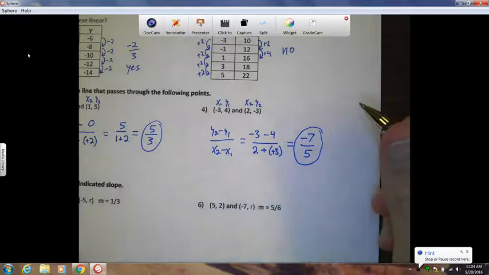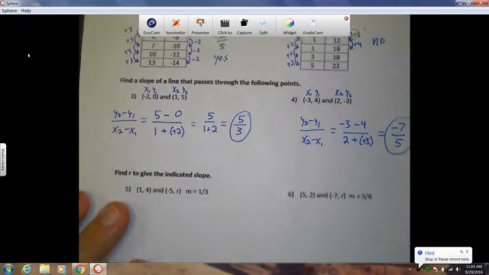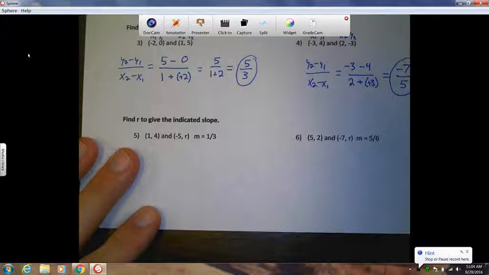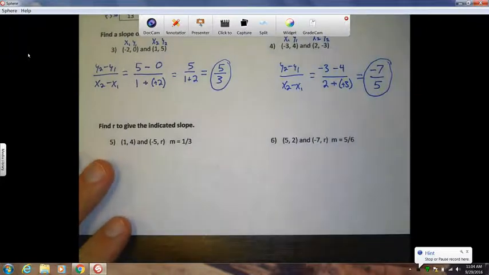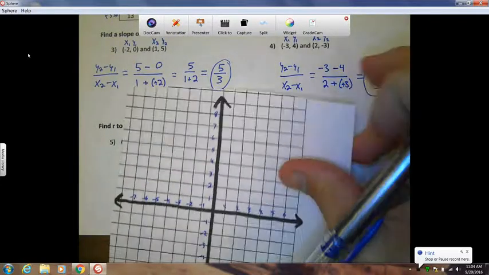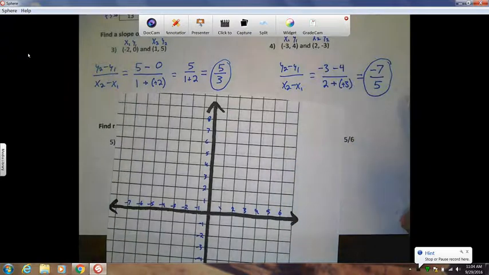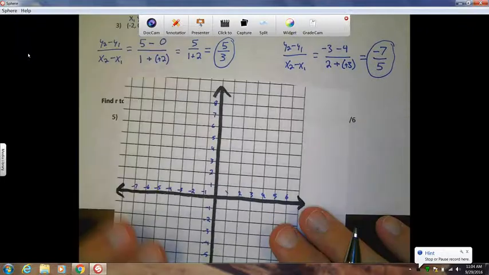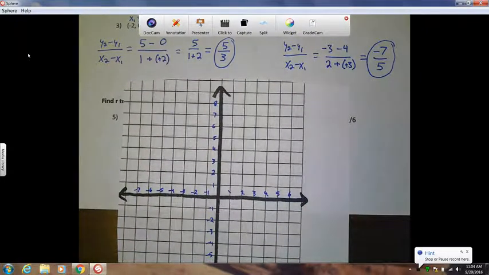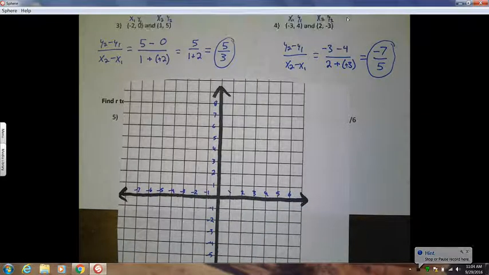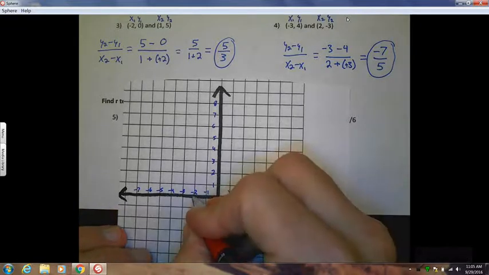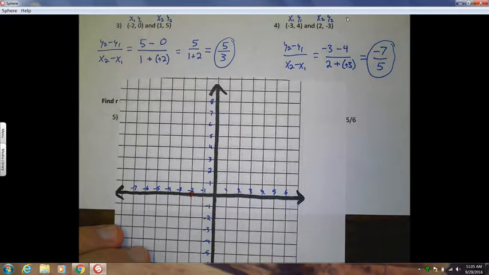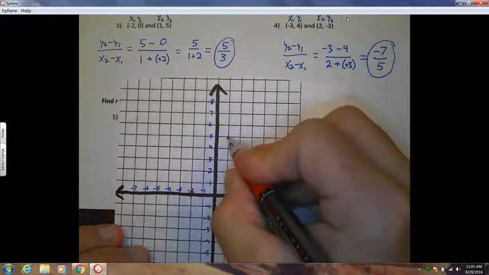Okay, I'm going to show you an additional way you can solve these by using a graph. And both ways are good and both ways work. If I look at my graph, and here I'm trying to solve number 3, I'm going to do that in red. All I have to do to find my slope is I'm going to put my 2 points. Negative 2, 0 is right here. And 1, 5 is right here. Okay, so this is what my line looks like.